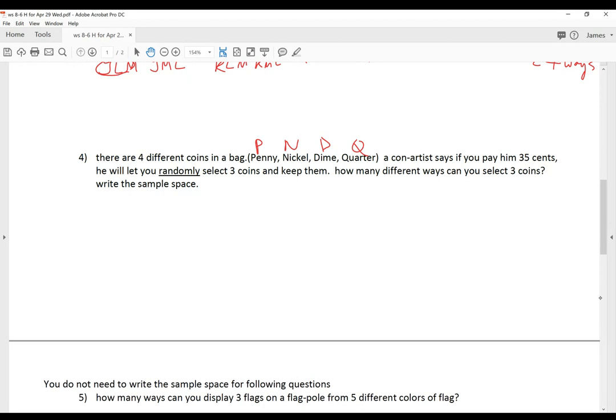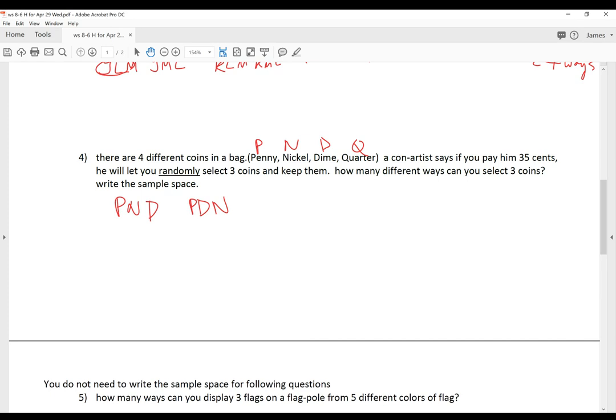Now on this one, if you select penny, nickel, and dime, that's the same situation as penny, dime, and nickel. You still have the same amount of money. How much is that? 1, 5, 10, that's 16 cents. If you have a penny, dime, nickel, it's 16 cents. It's the same situation.